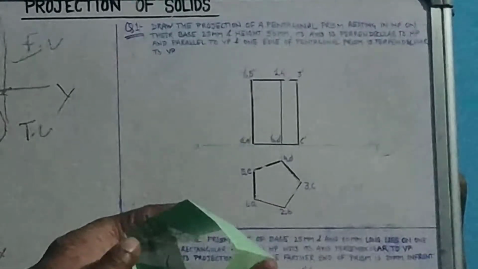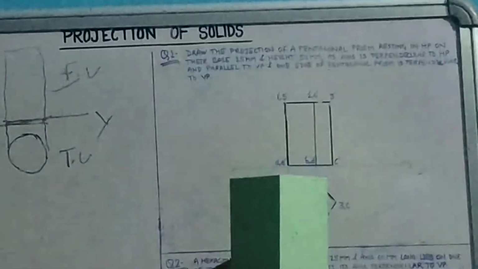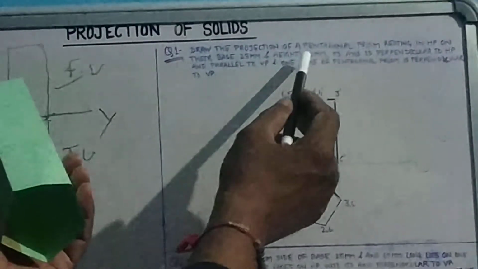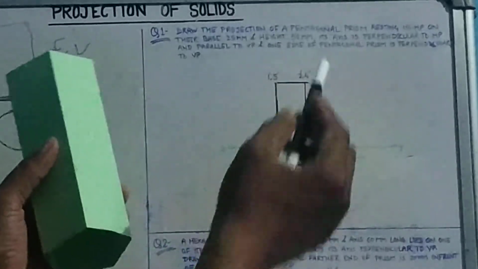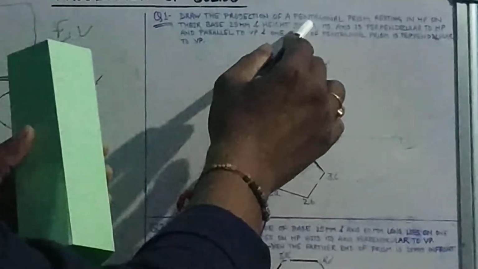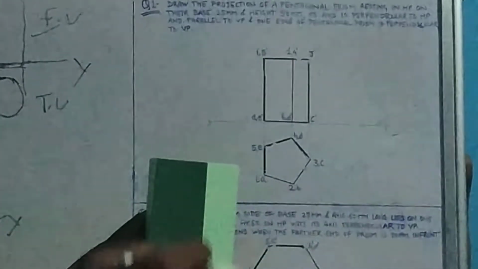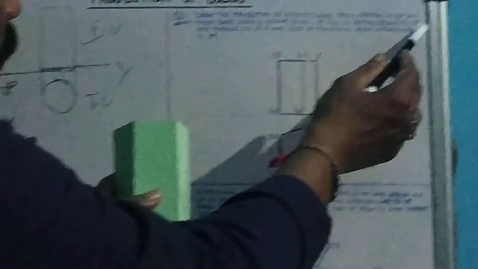It has a pentagonal shape on the base and a pentagonal shape on the top. This is a pentagonal prism, and we are talking about this solid. Draw the projection of a pentagonal prism resting on HP on its base, 25 mm. This is 25 mm, this is 25 mm, and the height is 50 mm. We are talking about this axis length or height. This is 50 mm. Its axis is perpendicular to HP and parallel to VP.